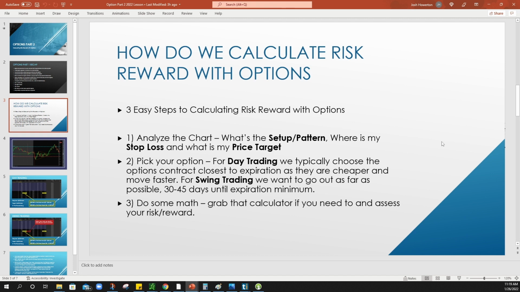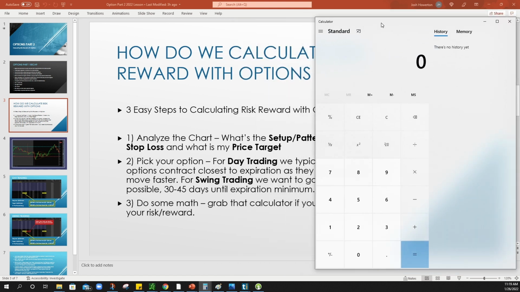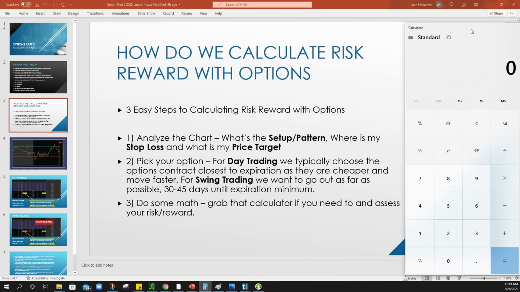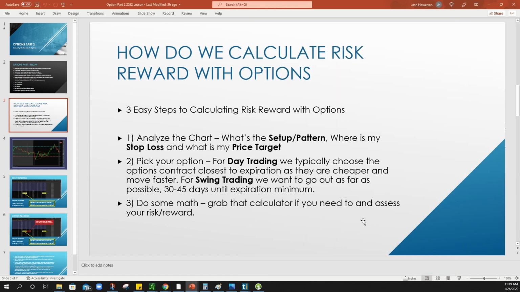Step number three, do some math, right? Hey, we got to do some math, guys. I don't like math. I was never good at math, right? But if you have to, grab that calculator. Pull out your calculator, guys. Use it, okay? You can just pull up your calculator right here on your computer. We're going to do some math, and we're going to assess what your risk reward is.